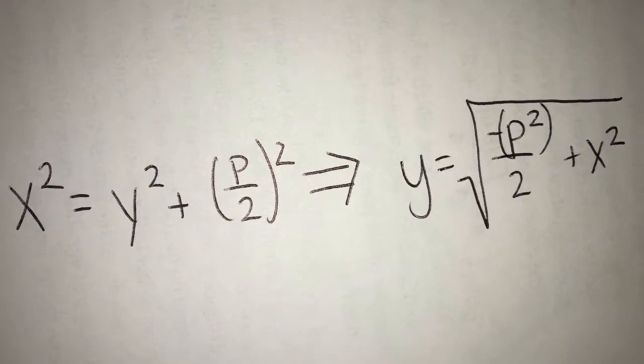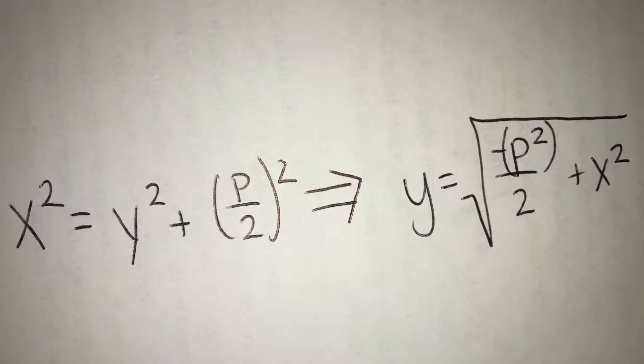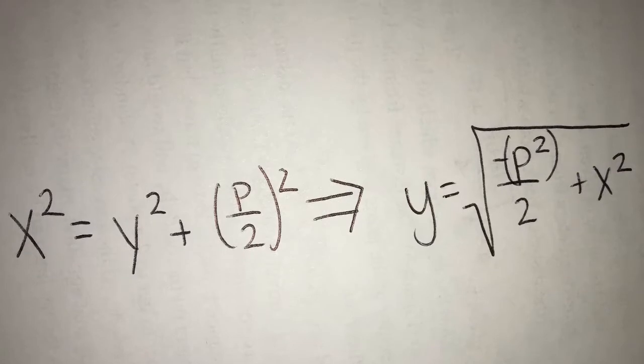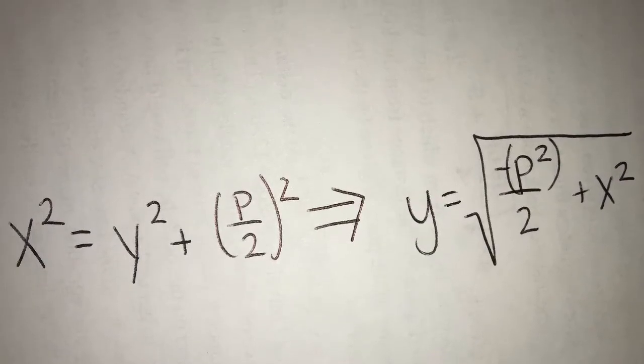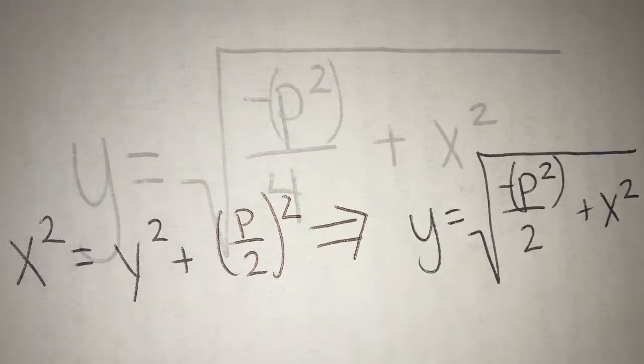Using the Pythagorean theorem, assuming P is the distance between the posts and x, y is the optimum point from which the kicker should kick, an equation from a hyperbola can be found.